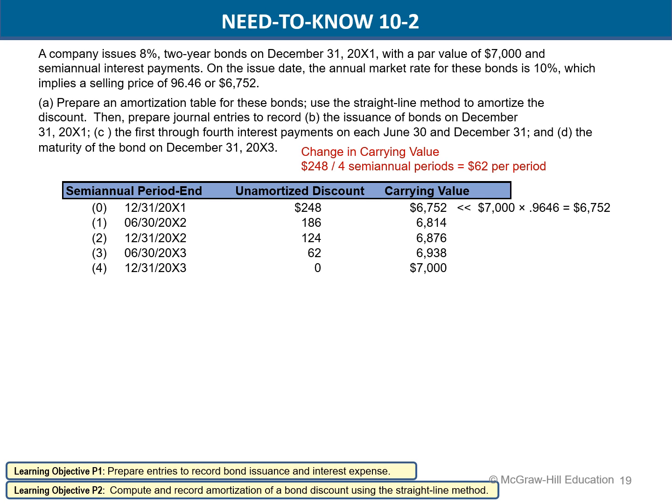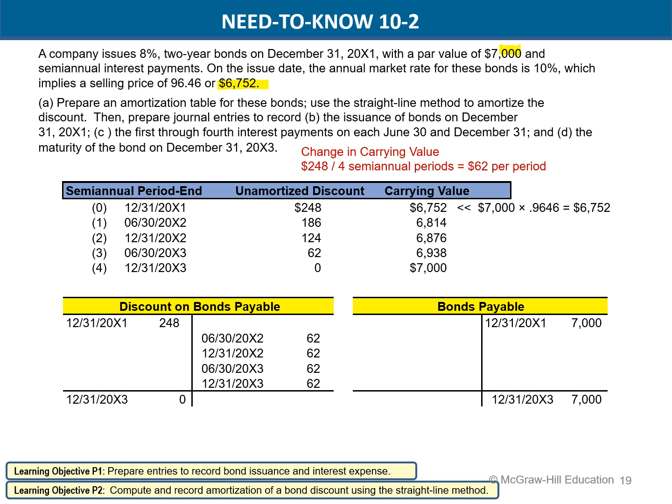So if you take $7,000 minus what you issued it for, the difference is $248, and you're going to amortize that over the semi-annual interest periods. So that's $62 per period, 248 divided by 4. So your unamortized discount starts at $248 upon issuance, and your carrying value is $6,752. Then every period, you're going to reduce your unamortized discount, and you're going to increase your carrying value. Okay, do you follow what's happening there?